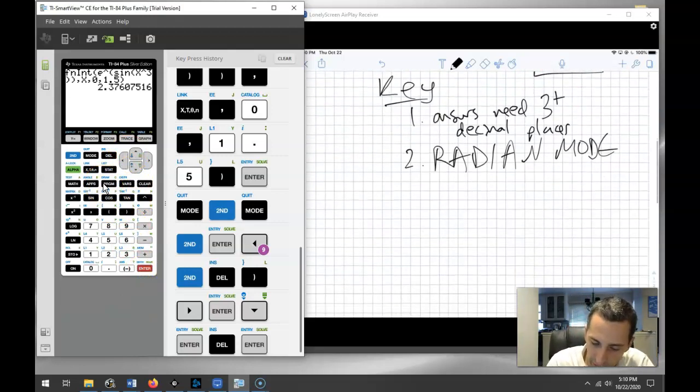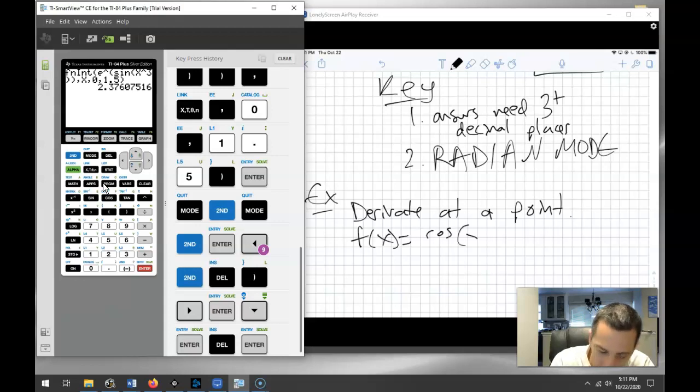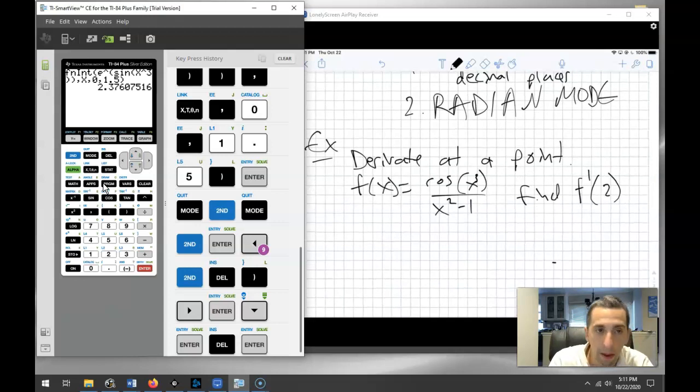Okay, let's talk about some other things you can do on your calculator. One was integrals. The second one is you can do a derivative. Again, it won't give you a derivative in terms of x, but you can do a derivative at a point. So if you have the function f of x equals cosine of x cubed divided by x squared minus 1, and I ask you to find f prime of 2, you could do this yourself with the quotient rule and the chain rule. It would be a disaster. It would be a lot faster if you just type this in your calculator.